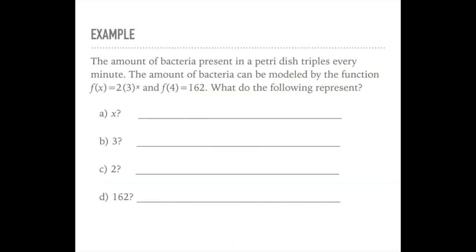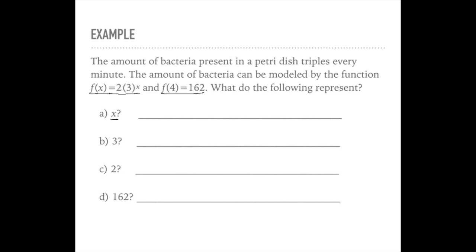Here's example 1. We have a bacteria present in some petri dish, and it triples every minute. The amount of bacteria can be modeled by the function given as f of x equals 2 times 3 to the x. And we also know that f of 4 equals 162. So what did the following represent?